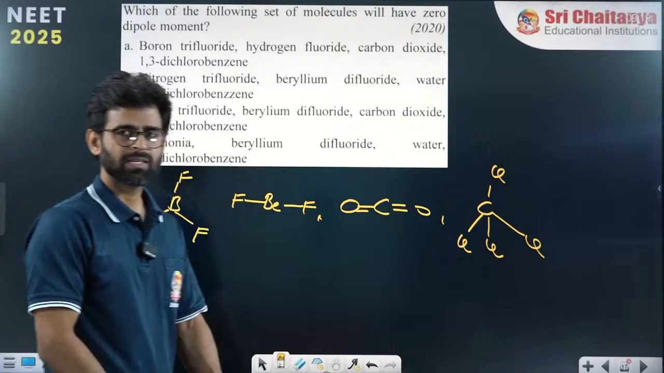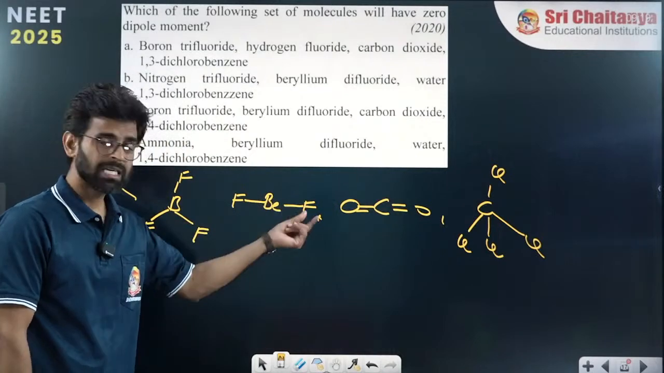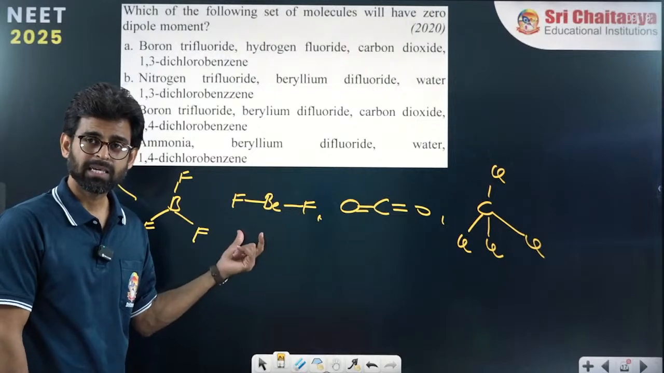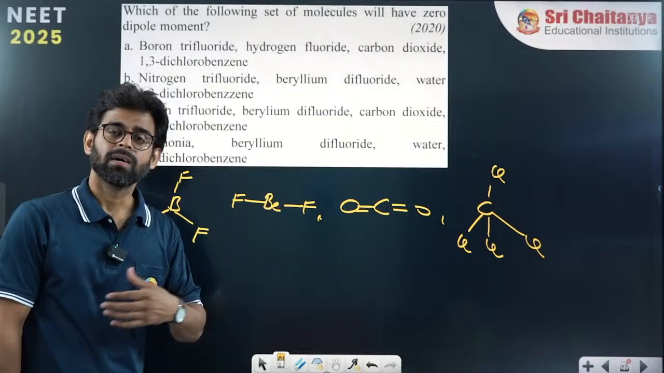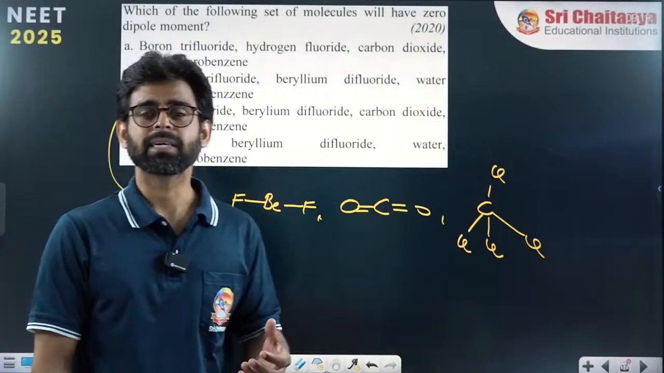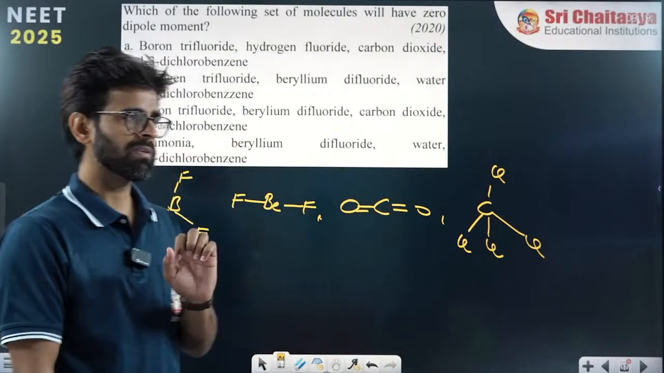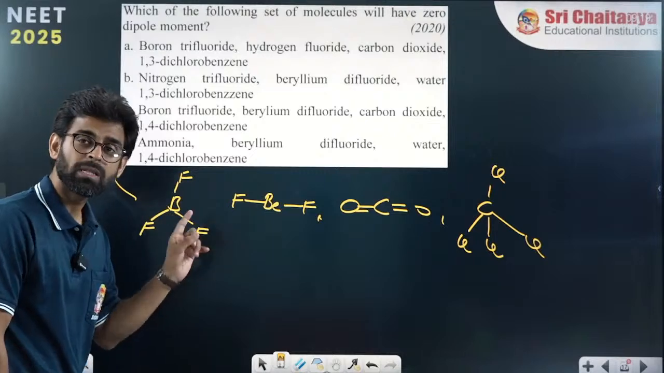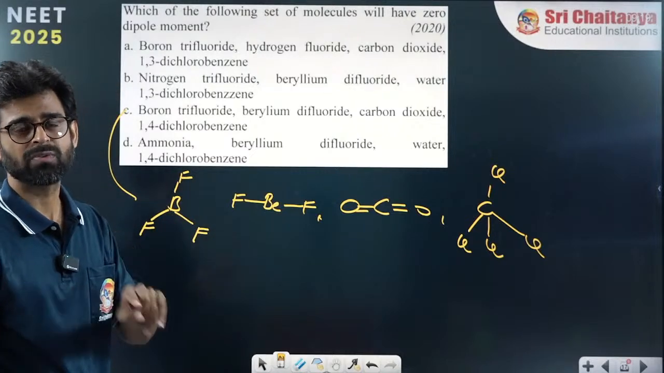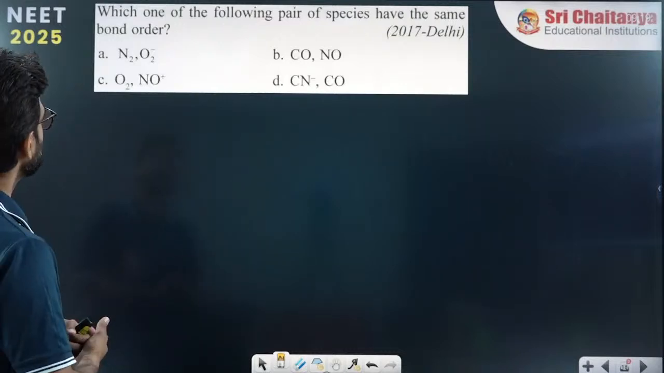So easy. I'm saying once again, a symmetrical structure with the same surrounding atoms. In such cases, the dipole moment of one bond will be cancelled out by the other bond. The net dipole moment will be 0. That's why these are non-polar molecules. All of these have polar bonds, but the complete molecule is what? Non-polar.